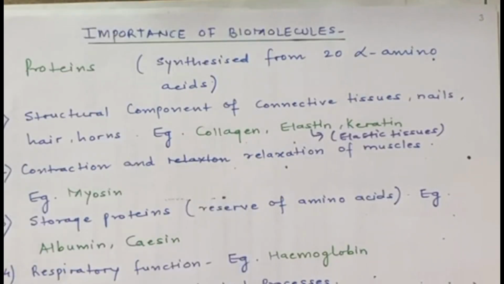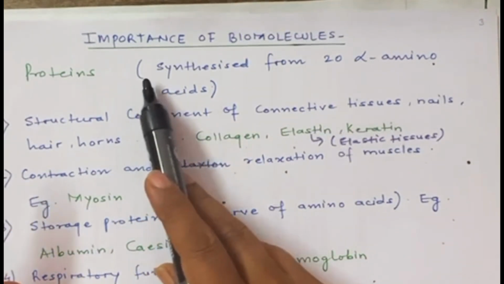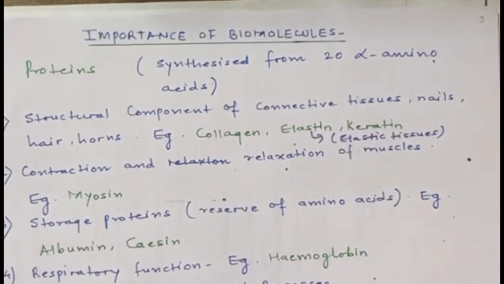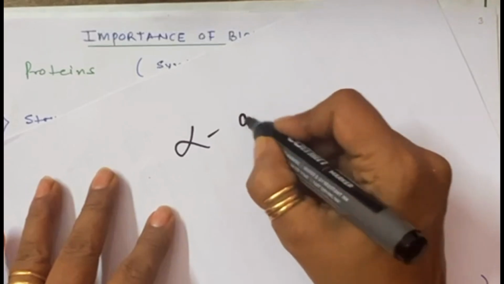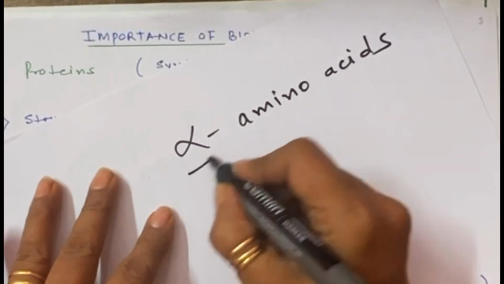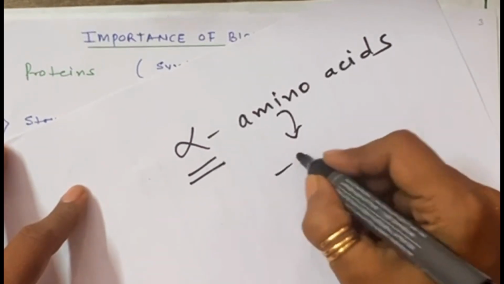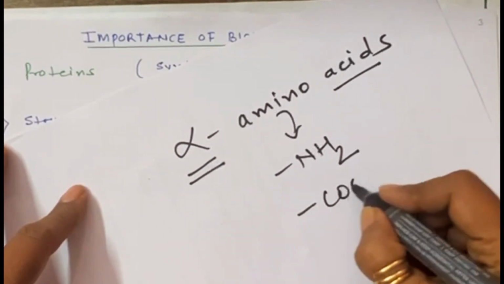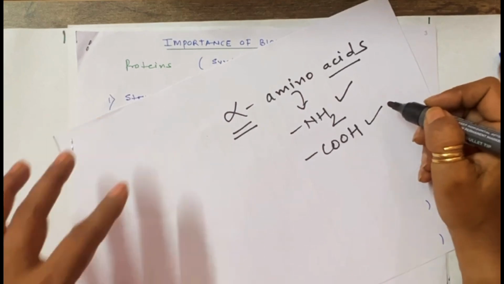In the same way, when we talk about proteins, which are also one of the biomolecules, proteins are synthesized from 20 alpha amino acids. Now this is the building block of proteins, alpha amino acids. Now what are alpha amino acids? First we'll understand this. So alpha amino acids, as the name suggests, alpha. Here we will be having two functional groups in the compounds, that is, one is amine and one is carboxylic acid. So what are amino acids? These are the compounds which contain amino group as well as carboxylic group.